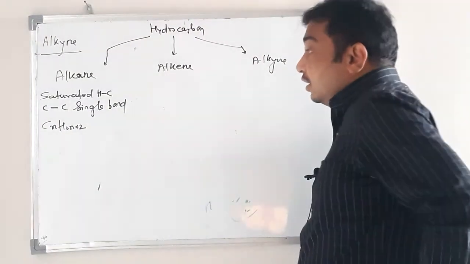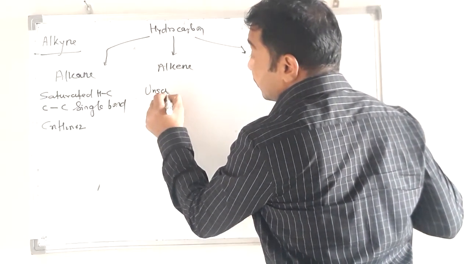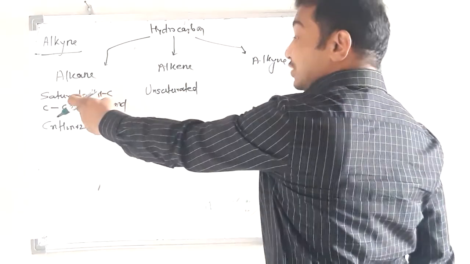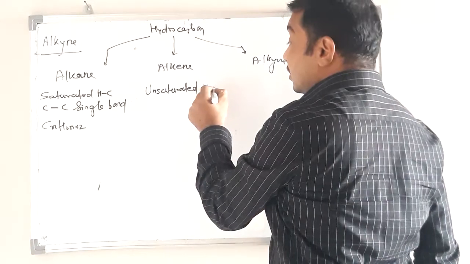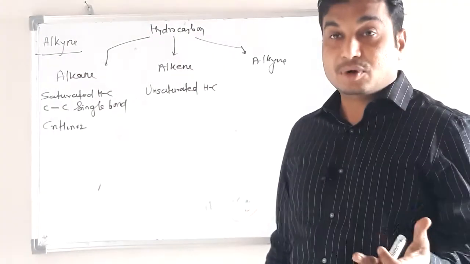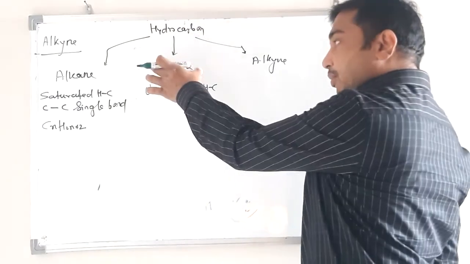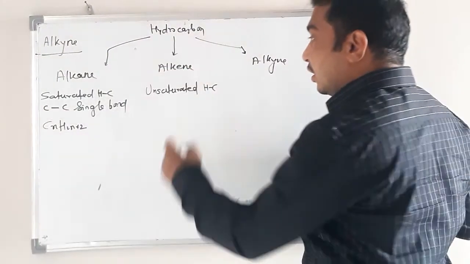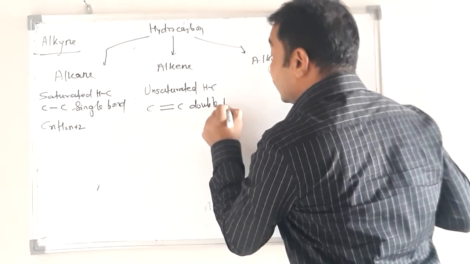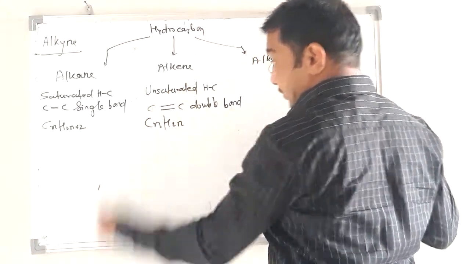Now, alkenes are unsaturated. Remember, this is the basic difference between alkane and alkene. Alkane is a saturated hydrocarbon, alkene is an unsaturated hydrocarbon. Unsaturated means containing carbon double bond or carbon triple bond, or both. Particularly, alkene contains one carbon double bond. Remember, that is very important, a double bond is there, and it has general formula CnH2n.